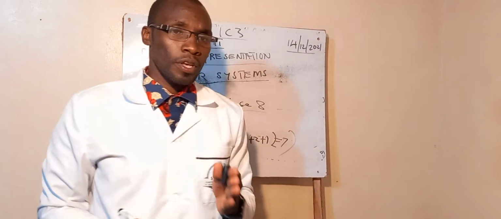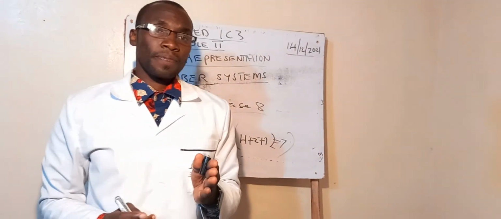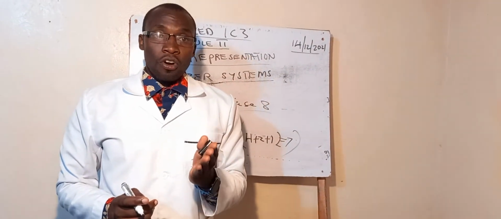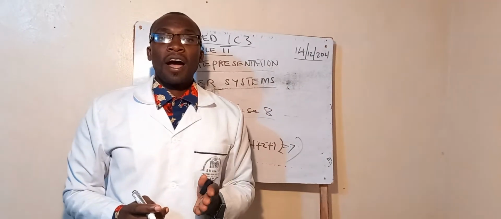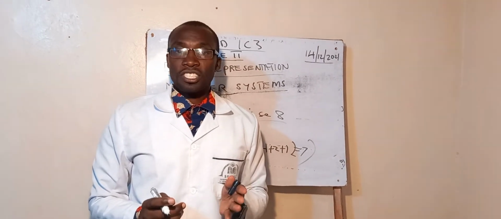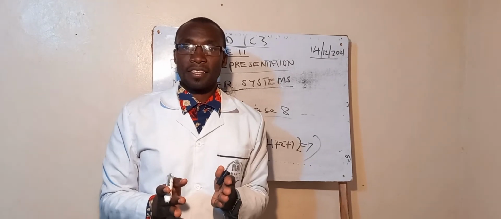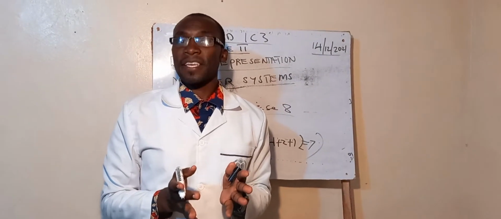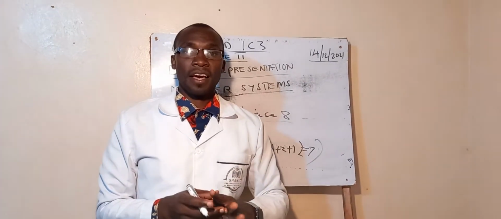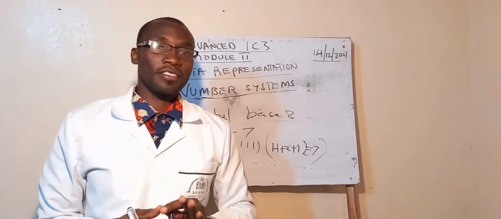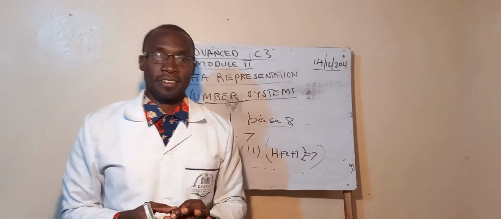Now I want to say this. Octal numbers therefore have a range of just 8 digits, that is 0 to 7, making them a base 8 numbering system, and therefore Q is equal to 8.